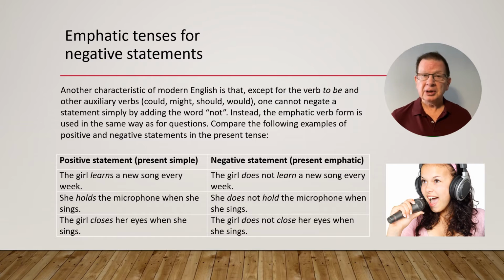Let's compare the following examples of positive and negative statements in the present tense. Positive statement: the girl learns a new song every week. Negative statement: the girl does not learn a new song every week. Positive statement: she holds the microphone when she sings.